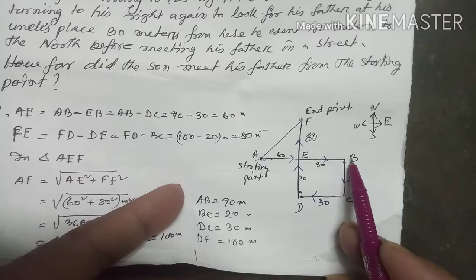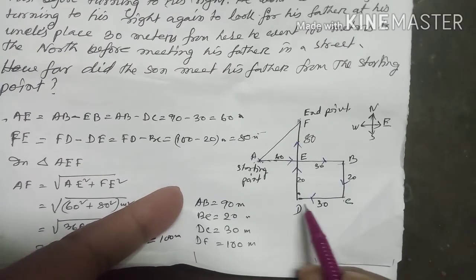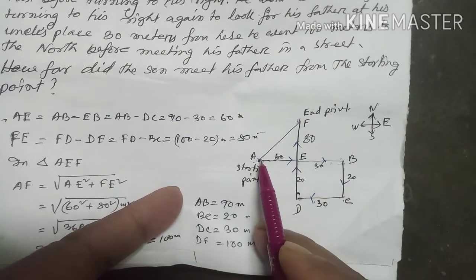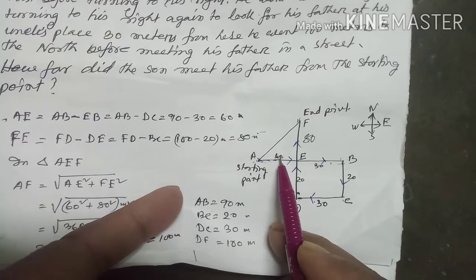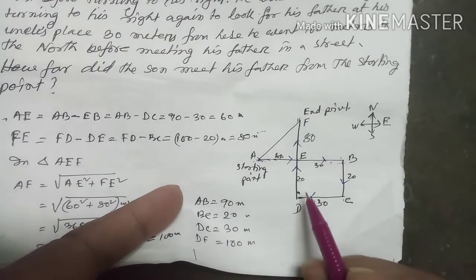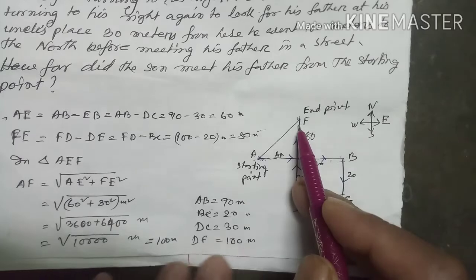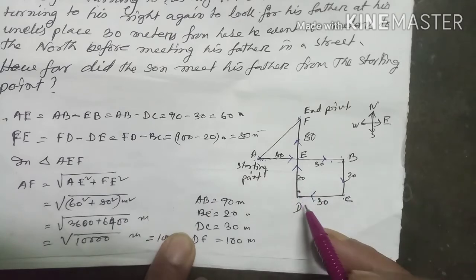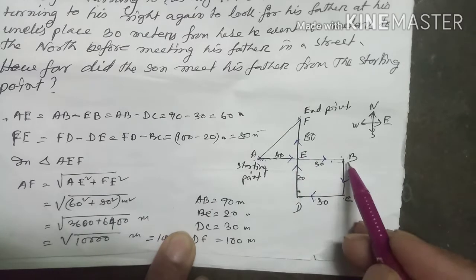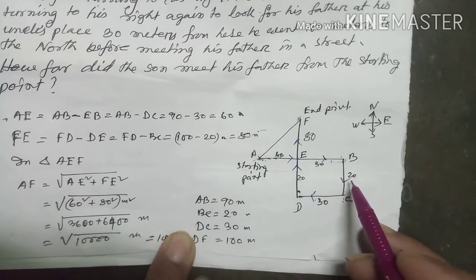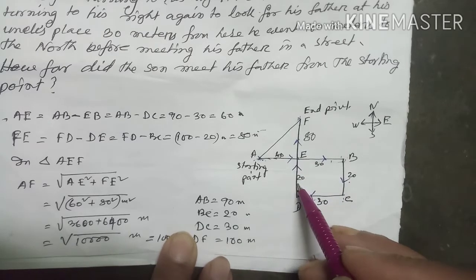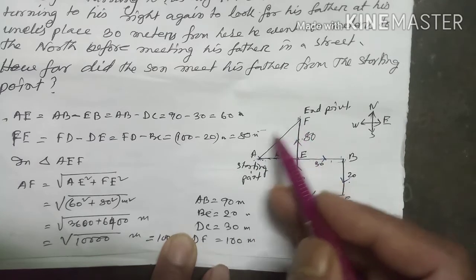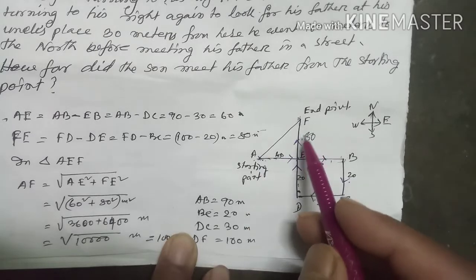That means AB equal to 90, BC 30, DC equal to 30. That means EB also 30. That means AE equal to 60. Again, total DE, D equal to 100. BC equal to ED. Since BC equal to 20, that means ED also 20. EF equal to 80. We have to find this by applying the Pythagoras formula.